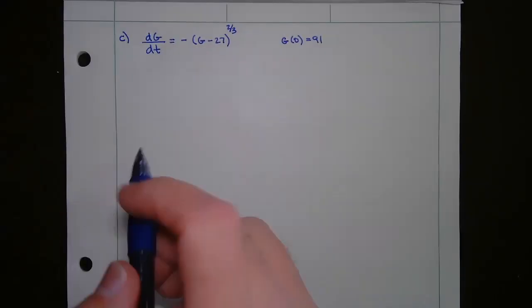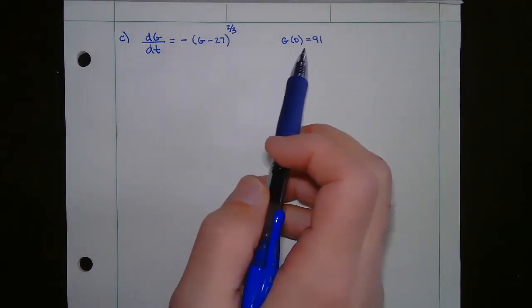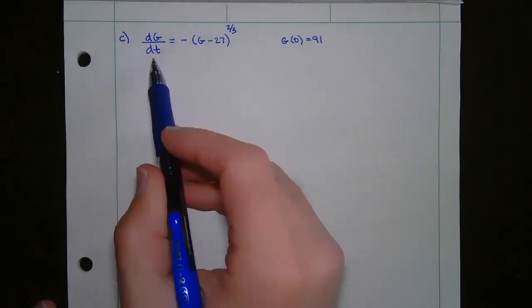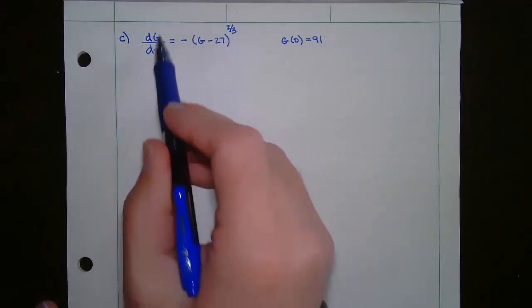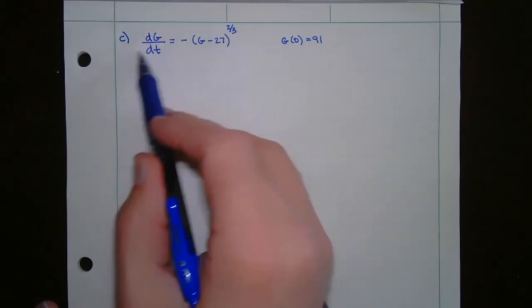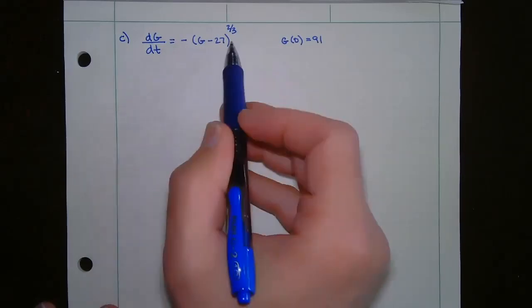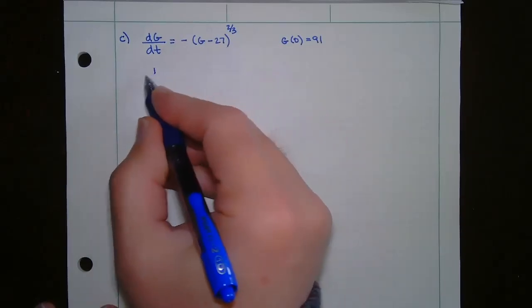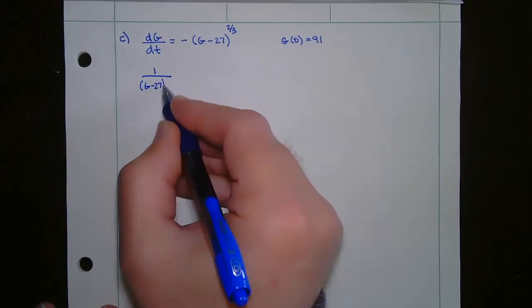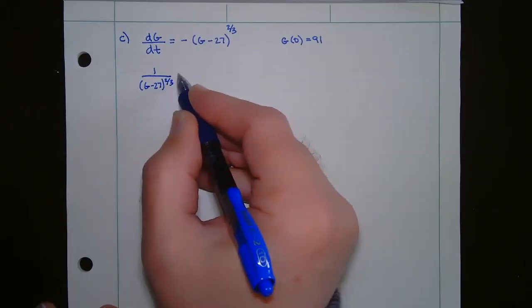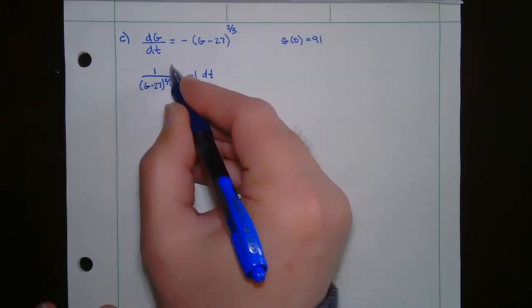So what we know for part C is that dg over dt is equal to this, and we also know g of 0 is equal to 91. So what we want is our g minus 27 to the 2/3. I need to get that over to the left-hand side, and this is going to become -1 dt. So this is going to be 1 over g minus 27 to the 2/3 power dg is equal to -1 dt. And I forgot dg right there.